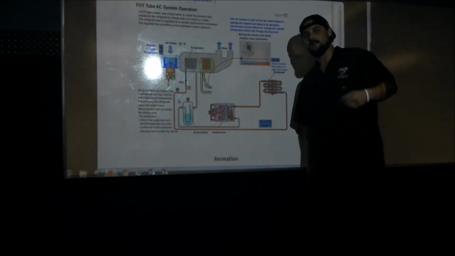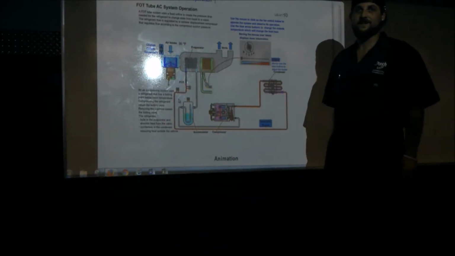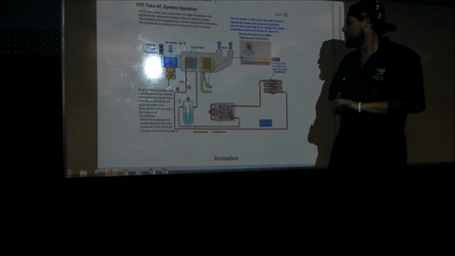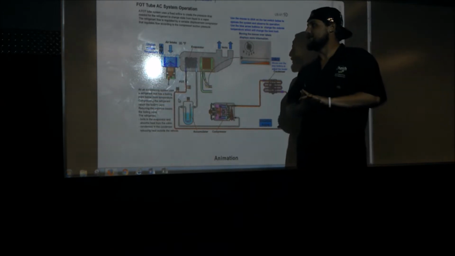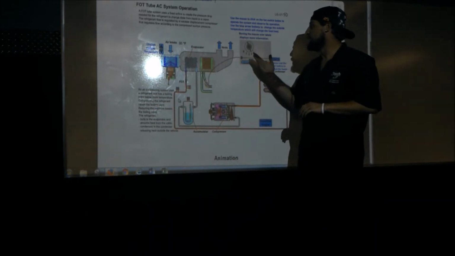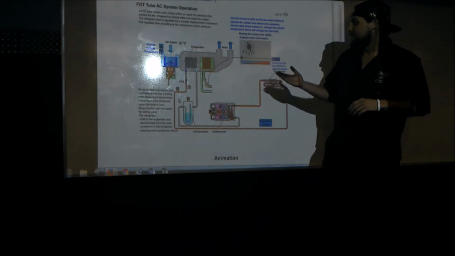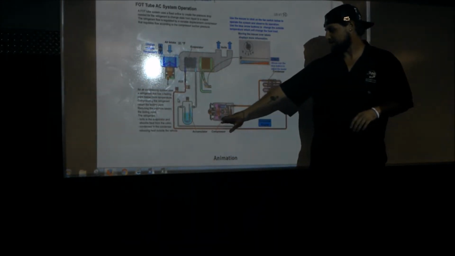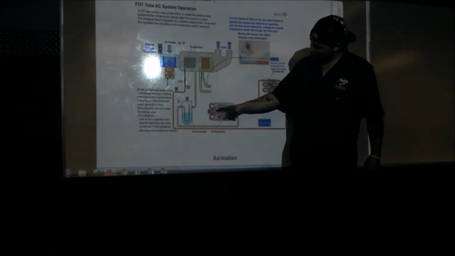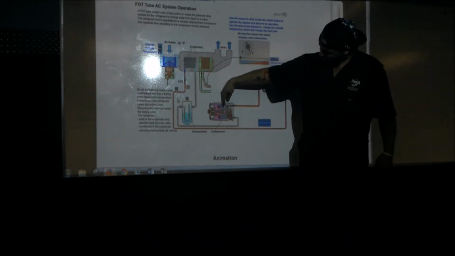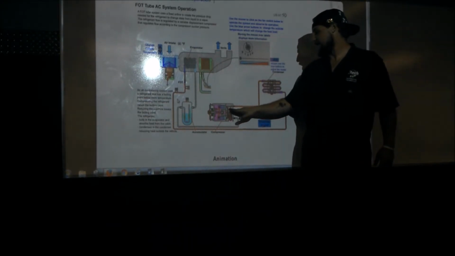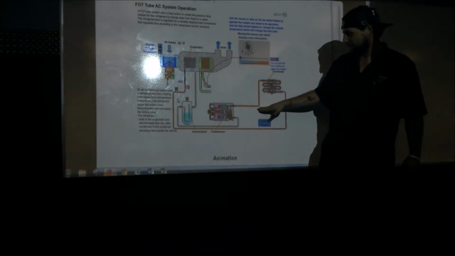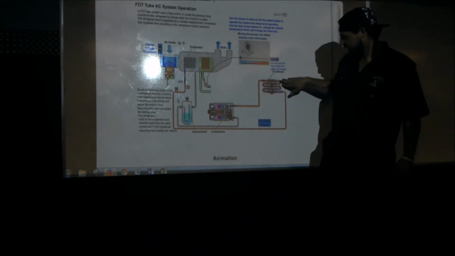Cool. Hi, I'm David. We're going to talk about fixed orifice tube AC systems today. If you have a fixed orifice tube AC system, when you turn your AC on via a CAN bus signal, it goes to a relay, turns your compressor on. When your compressor comes on, see it spinning here, moving the pistons up, back and forth, it sends high pressure liquid out of the compressor into the condenser.